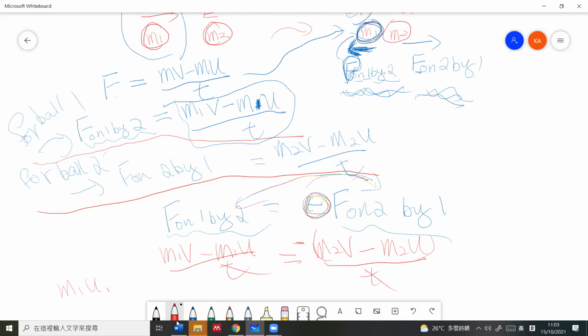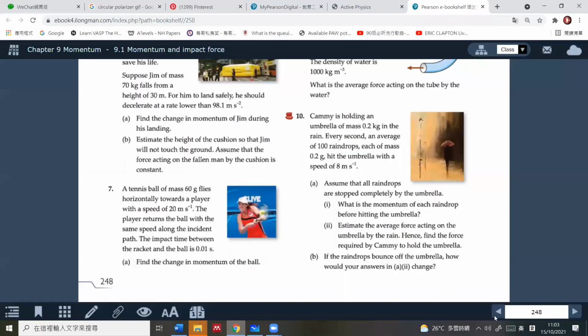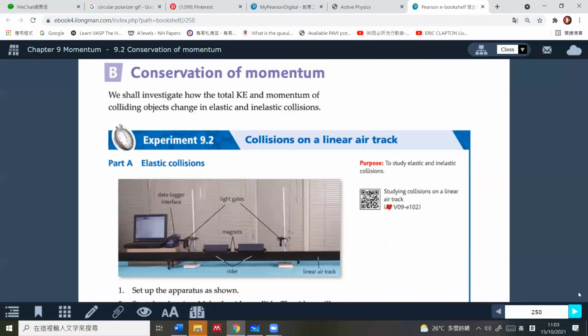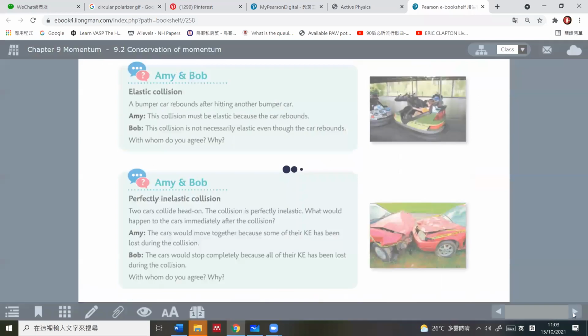m1u1 plus m2u2。呢個唔記得加翻個1同2，sorry，加翻個1同2。So m1u1 plus m2u2 equals to m1v1 plus m2v2. Okay, so you rearrange the equation, and you will get this equation. So m1u1 plus m2u2 equals to m1v1 plus m2v2. This equation is called the law of conservation of momentum on shear block.